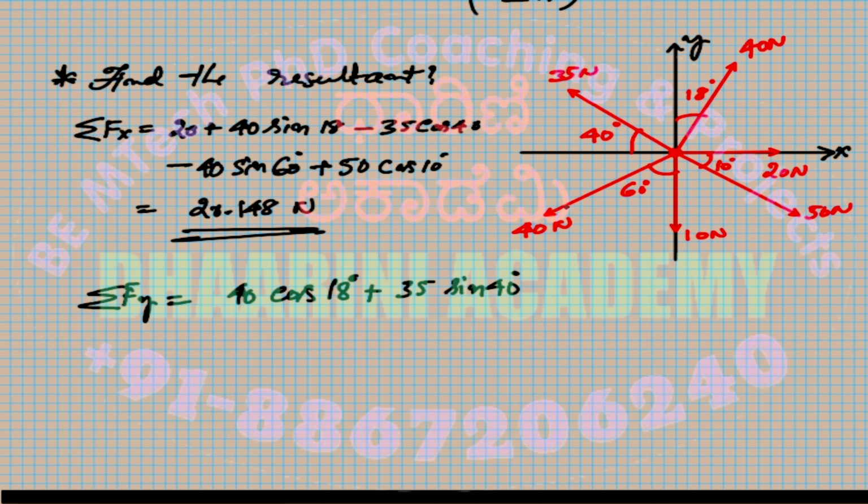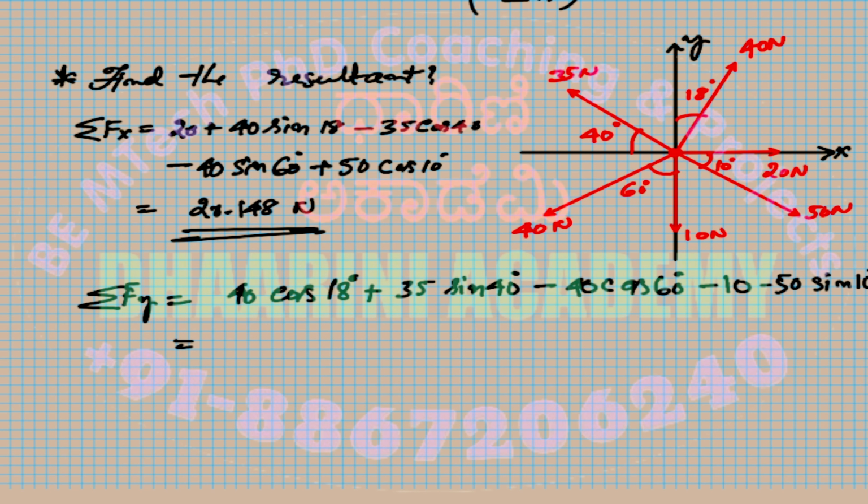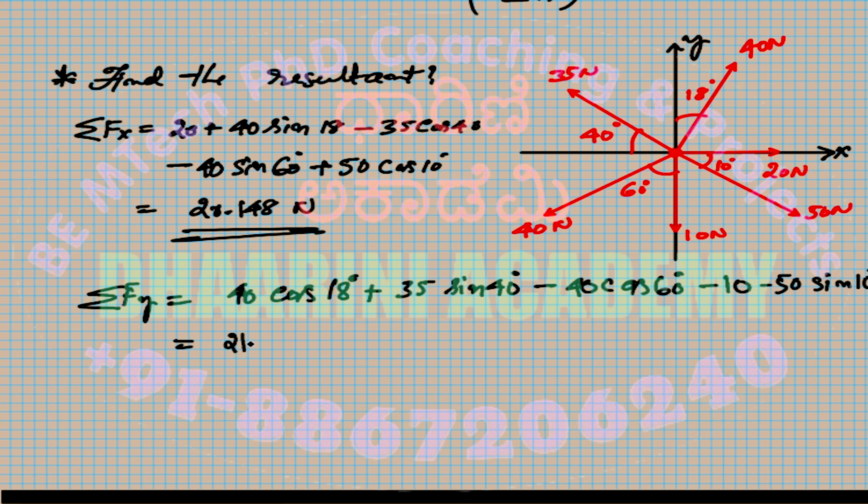Then the 40 Newton is coming downward. So this is minus 40 cos 60, minus 10, and the last force, that is also minus 50 sine 10 degrees. Just a minute. 21.857 Newton. So we got summation Fx, summation Fy.